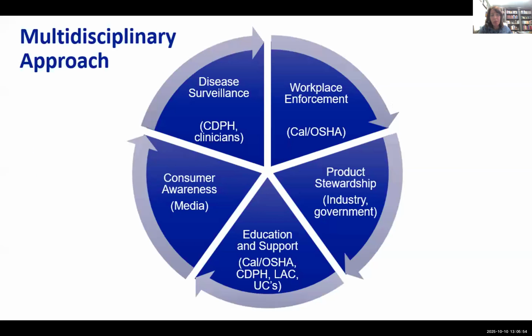And so we found that in order to prevent disease, we really needed to use a multidisciplinary approach. That includes disease surveillance involving public health and clinicians, enforcement involving the regulatory agency, product stewardship, where we're relying on industry as well as government. Education and support has been really important, not only CalOSHA and the health department, but we have worked with local health departments, with our universities in the state to try to get the word out. The media has done, I think, a pretty good job of trying to raise awareness among consumers as well. So it's really taken a lot of players.